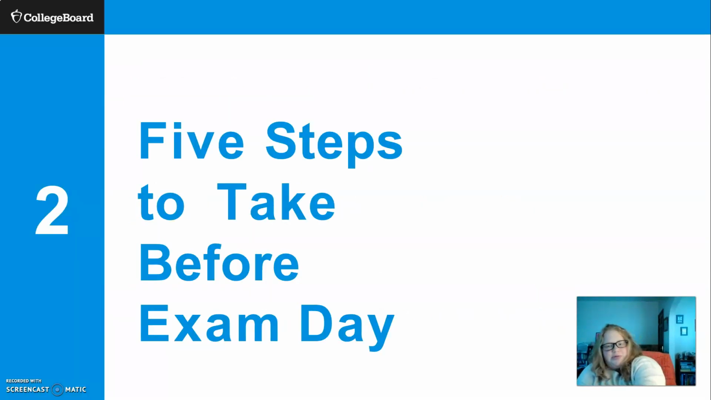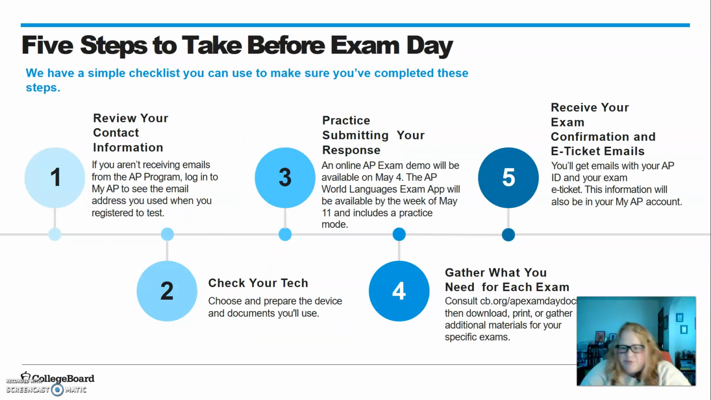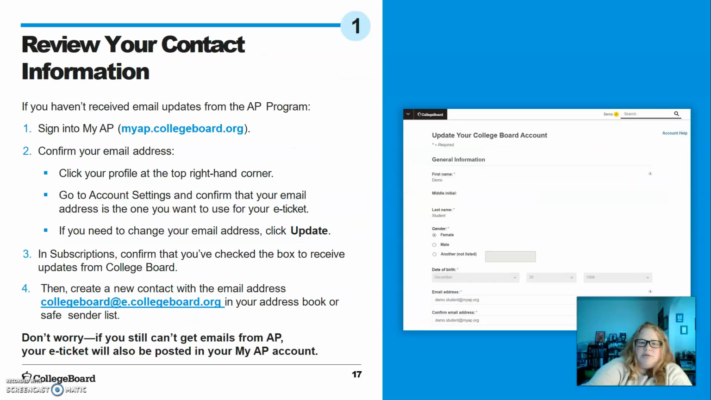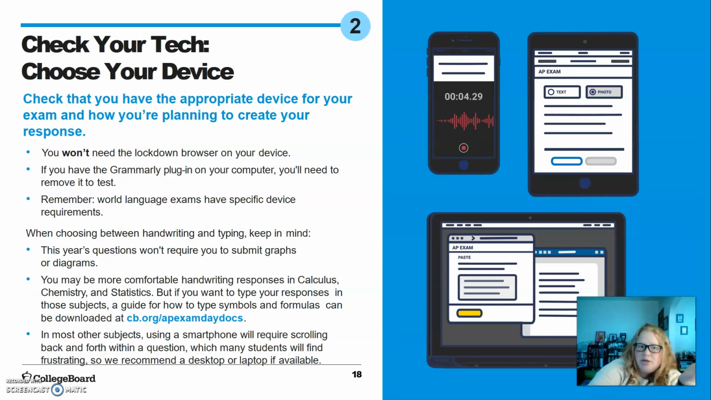Okay, 5 things to do before exam day. Number 1, review your contact information. Hopefully you've done that. Number 2, check your tech. Make sure that you know what device you're using, what method you're going to do. Number 3 is super important. You're going to do it today. Practice submitting your response. Number 4, gather what you need. So any materials you're going to use, a calculator, which you're actually not going to need for this one, but you can have one. And number 5, receive your exam confirmation and e-ticket emails. So go in, make sure your ticket's going to the email you want.